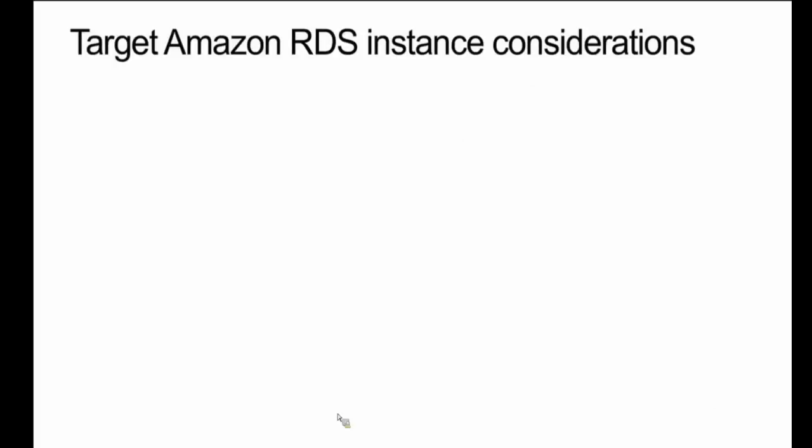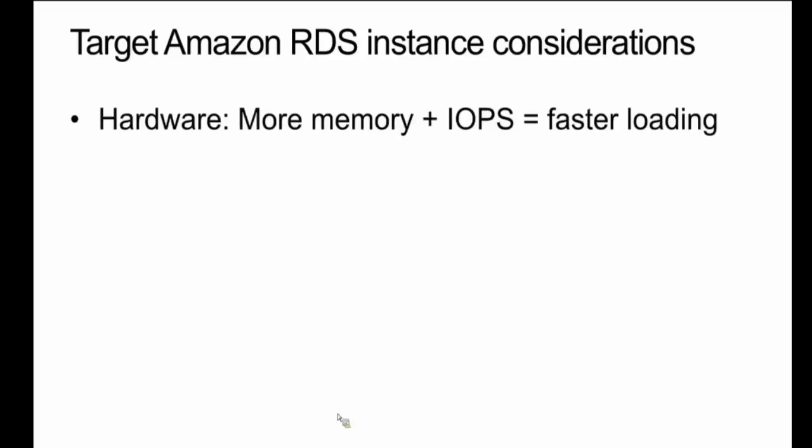So now we're going to talk about using RDS as a target for migration. This is again kind of continuing on what we're talking about with if you want to add more memory, you want to add IOPS, this will make the loading go faster. So you can specify an EC2 instance class on the RDS side with as much memory and CPU as you need and storage IOPS to handle the import load.